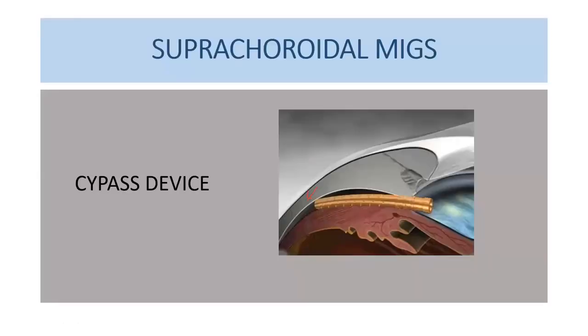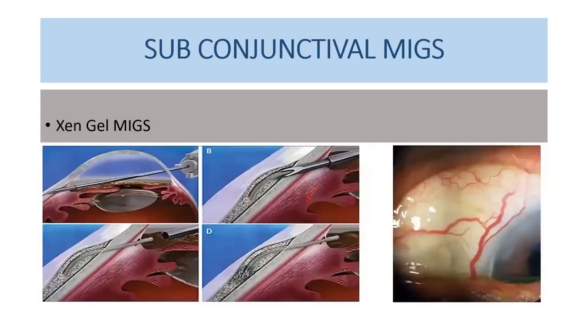Okay. Now, similarly, there is another device which is used in the suprachoroidal MIGS. You put the device here in the suprachoroidal space, the fluid will be going through the suprachoroidal route and through this area, rather than the conventional. This is our angle, but it is going through this. So this is another, the CyPass device.